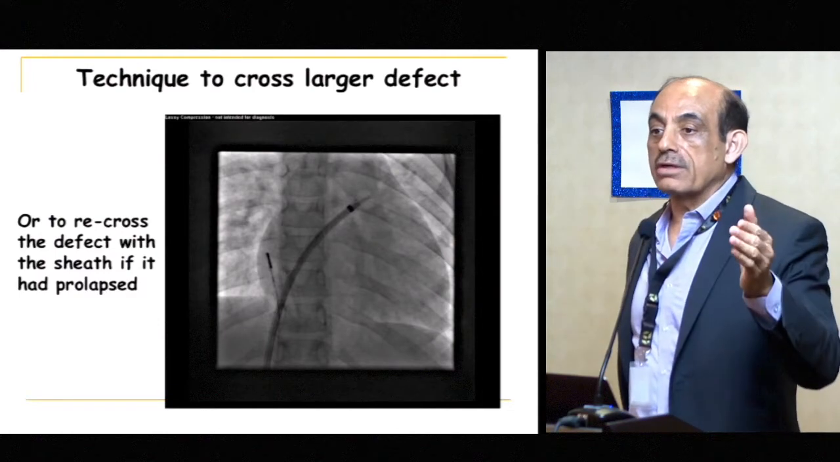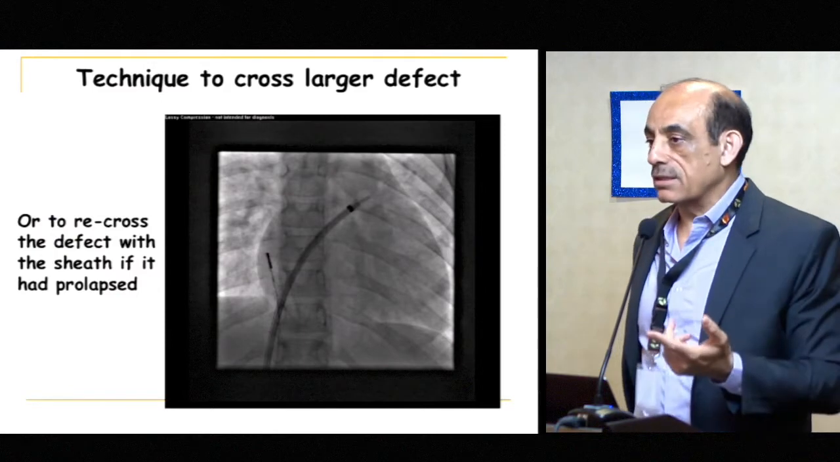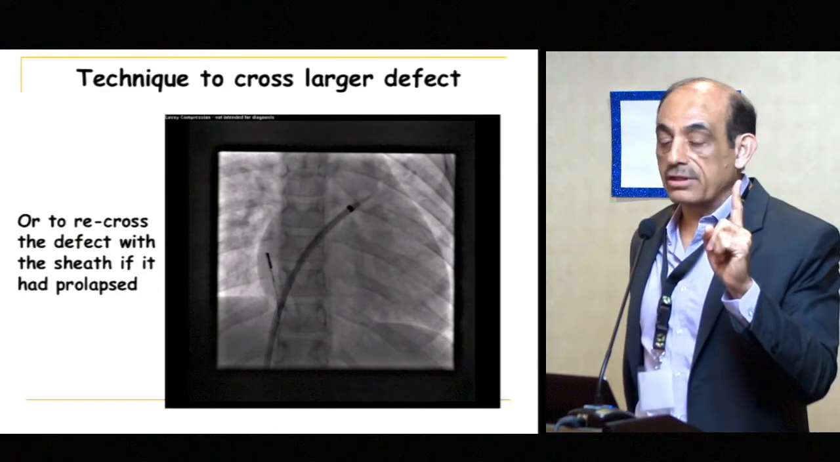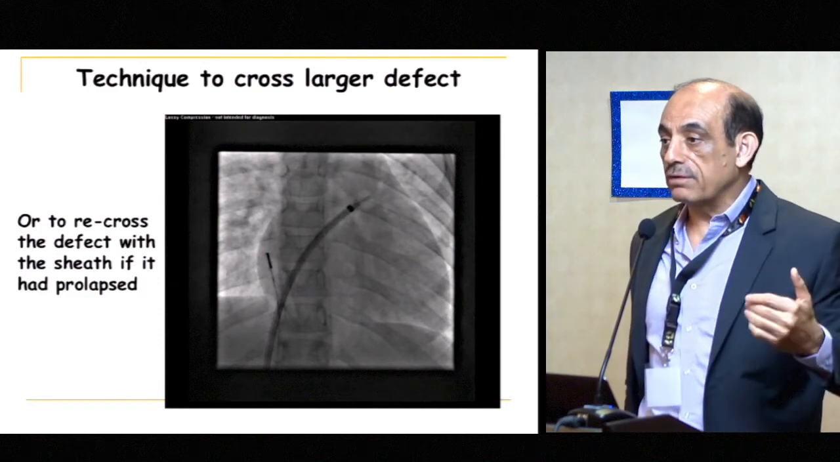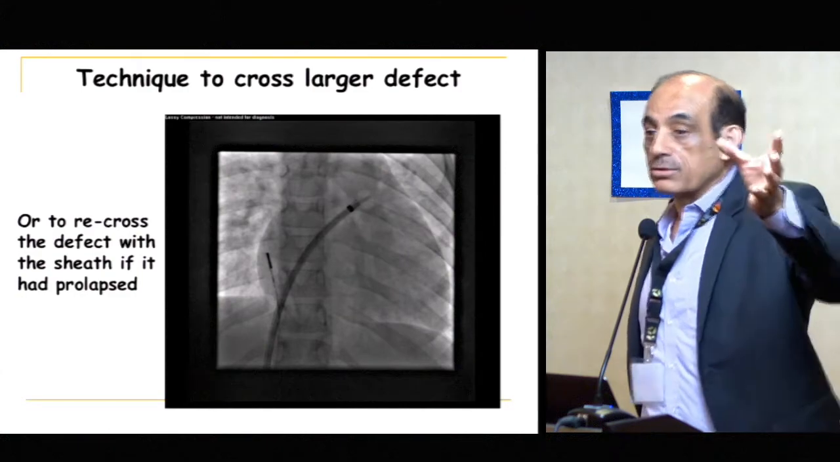So let's say you go through one of the defects and now you have pulled the sheath back, and then you have to recross it. It's very, very important how you recross this: you go to the larger defect. Because if the defect is posterior inferior, you will almost 100% of the time go through that defect, never to the larger defect.